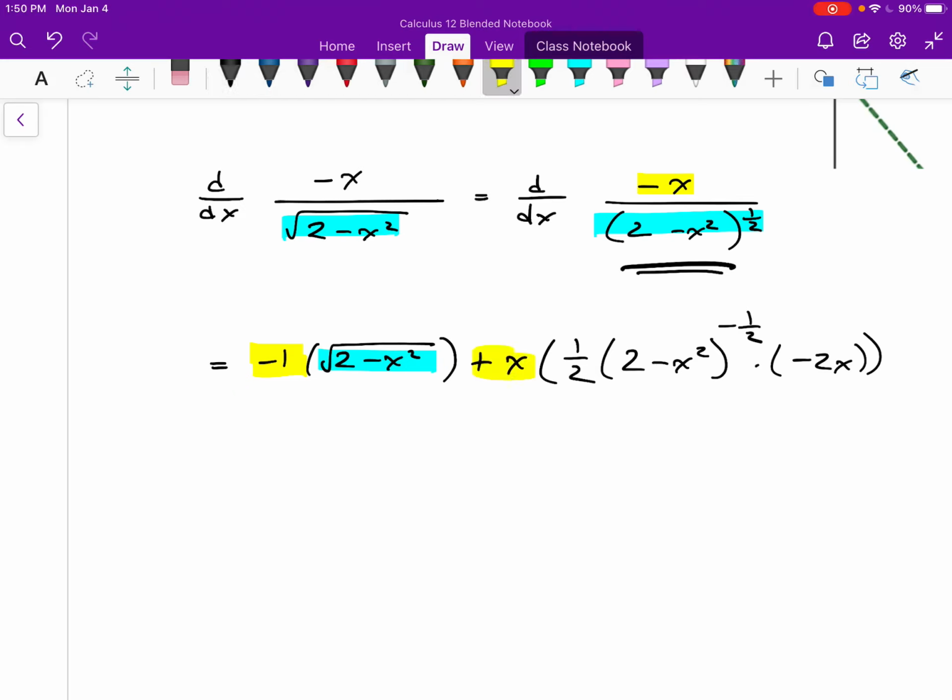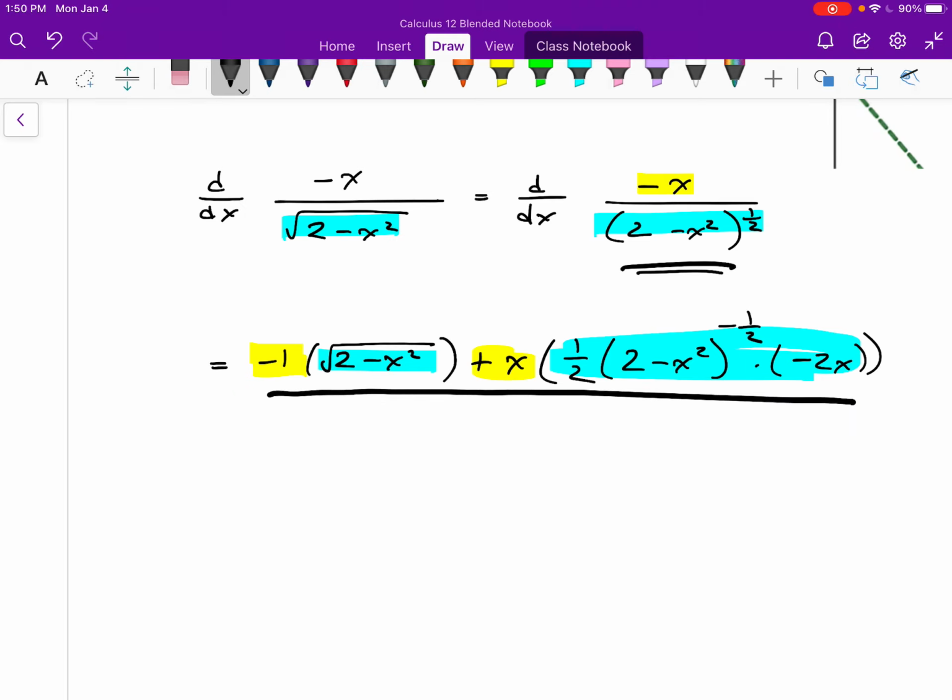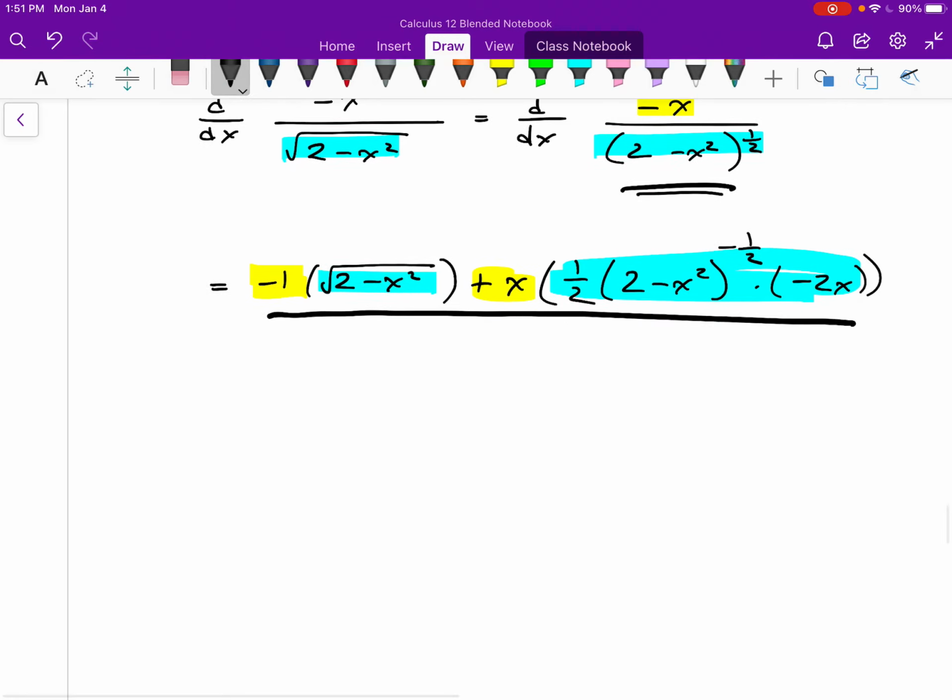And so just kind of showing you where all this came from. What you see up here is the first part of the quotient rule. All of this has to be divided by the denominator squared, which, it's not wrong to write it like this: square root of 2 minus x squared, all squared. But that simplifies down to just 2 minus x squared. You can imagine the square root and the power of 2 canceling each other out. And so in the end, I'm just going to go straight to 2 minus x squared.